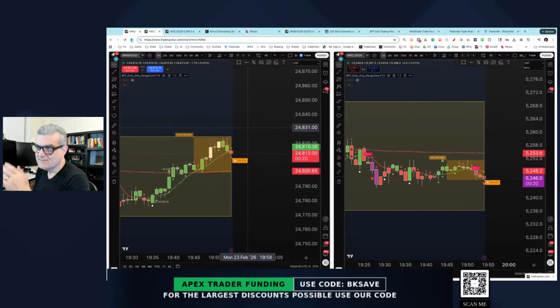Not a lot of ability to read price action when there's very little activity, but we try to do the best we can out of it.